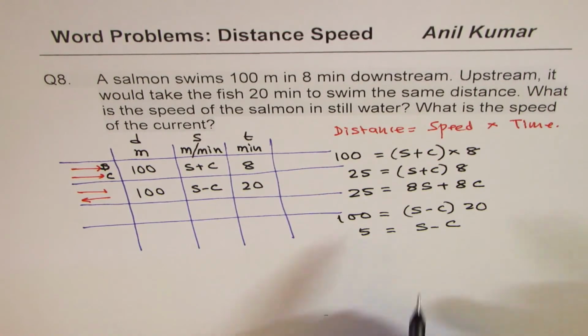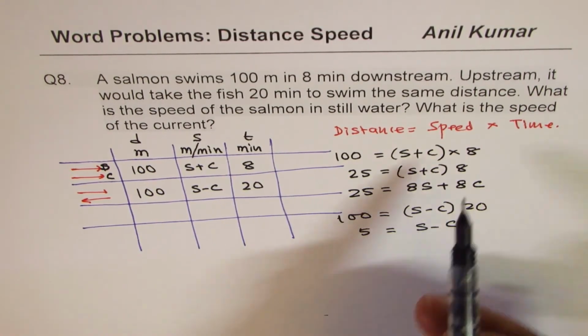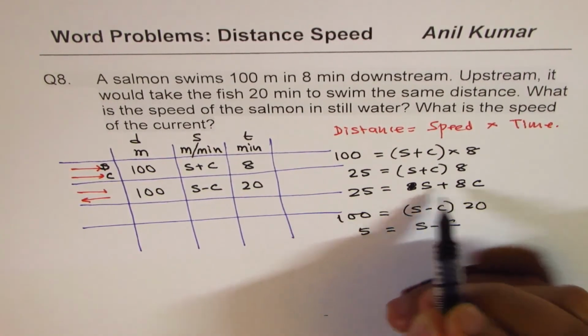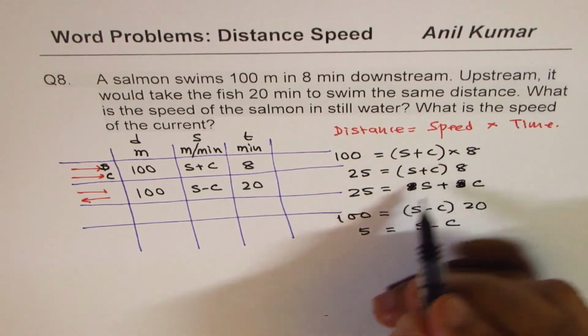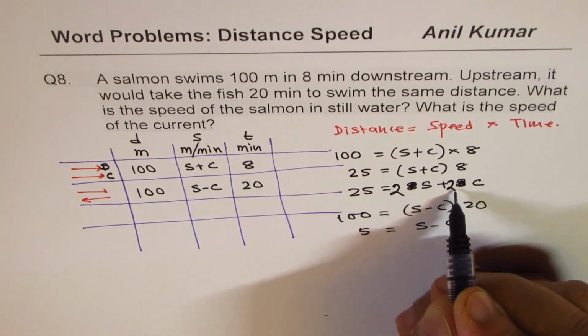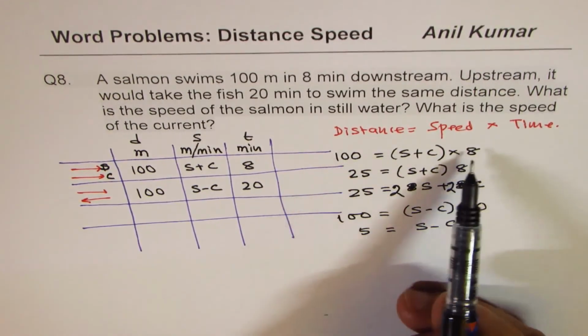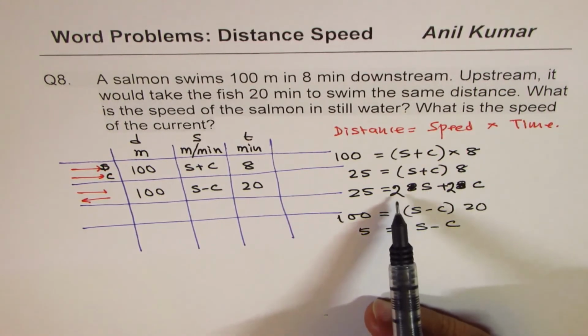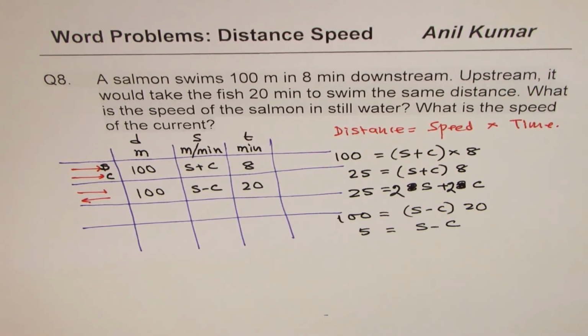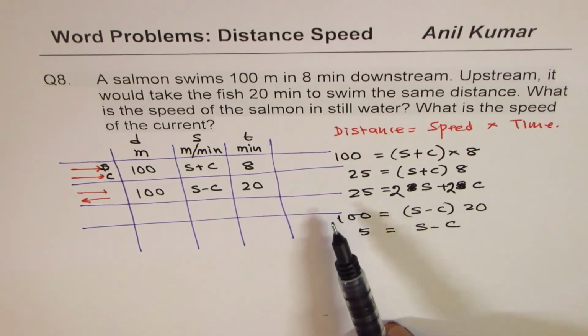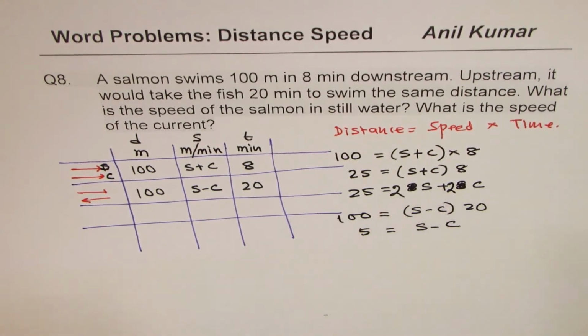Correct? So we divide by 4. This should have been 4. 4 times 2 is, right? This should be 2. I'm sorry. We divided both by 4, right? So when you divide 8 by 4, you get 2, twice. Okay. So we get 25 is 2S plus 2C. And here we get 5 is S minus C, right?